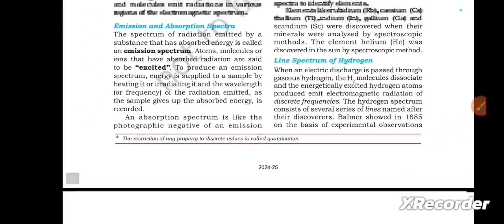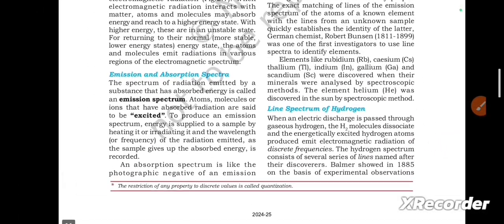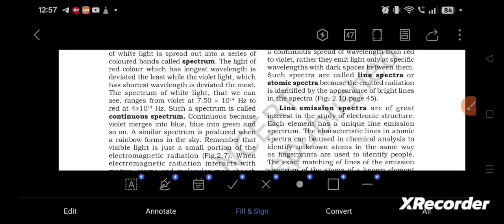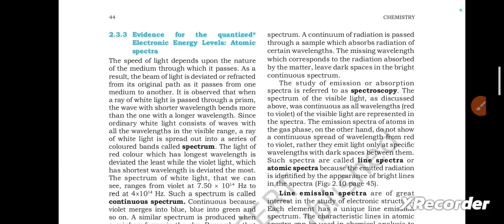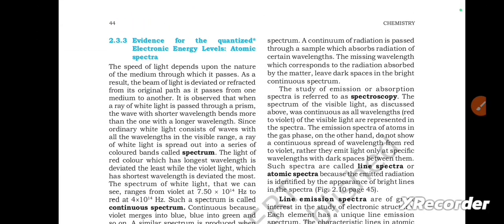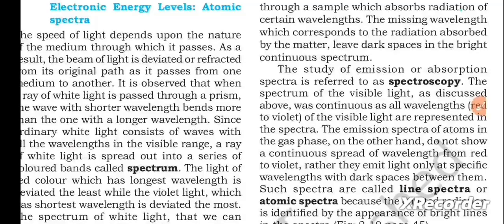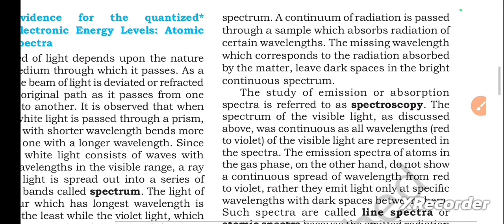An absorption spectrum is like the photographic negative of an emission spectrum. A continuum of radiation is passed through a sample which absorbs radiation of certain wavelengths. The missing wavelengths, which correspond to the radiation absorbed by the matter, leave dark spaces in the bright continuous spectrum. The study of emission or absorption spectra is referred to as spectroscopy.